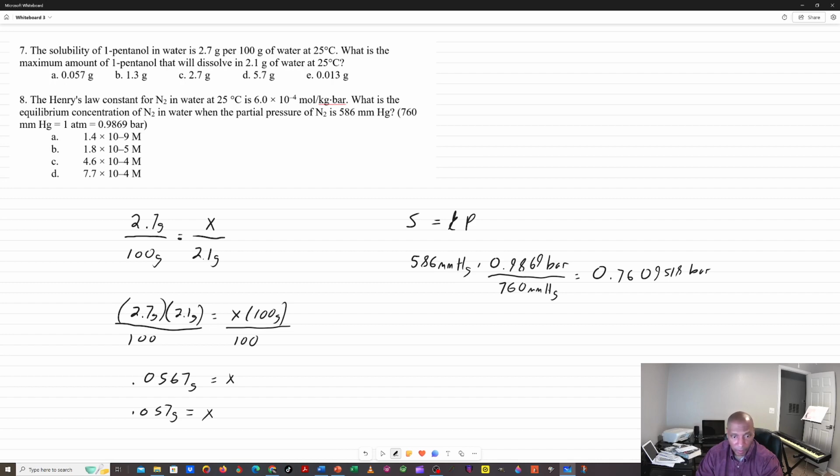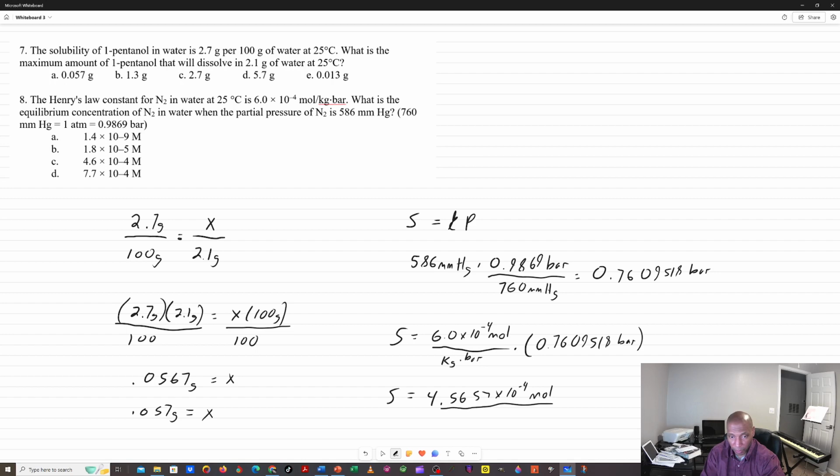Okay, so now I'm going to solve for S. I'm going to say S is equal to 6.0 times 10 to the negative 4 moles per kilogram per bar, times 0.760918 bar. So S is going to be equal to, let's see what we got here. I'm going to multiply my pressure in bars times 6 times 10 to the negative 4, and I end up with 4.5657 times 10 to the negative 4 moles per kilogram.